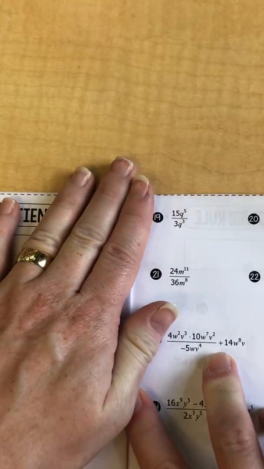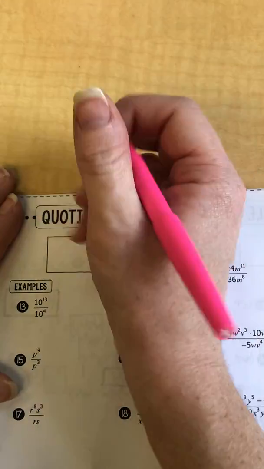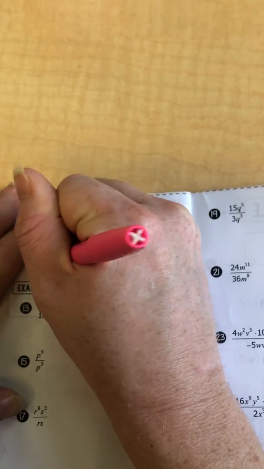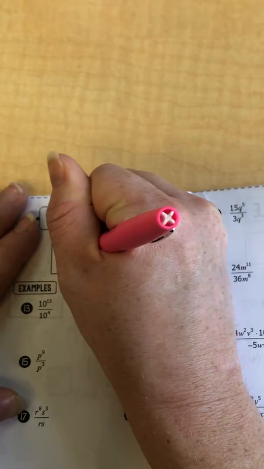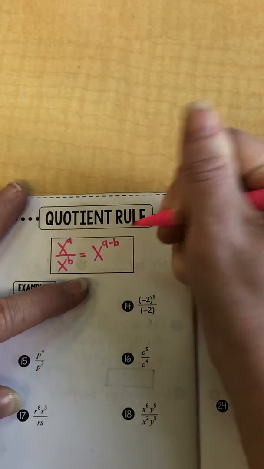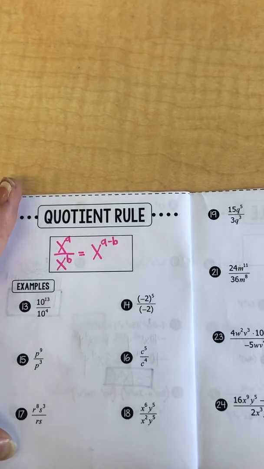All right, moving to the quotient rule. This is where if I am dividing two things that have the same base, I'm going to subtract their exponents, the numerator minus the denominator, okay?